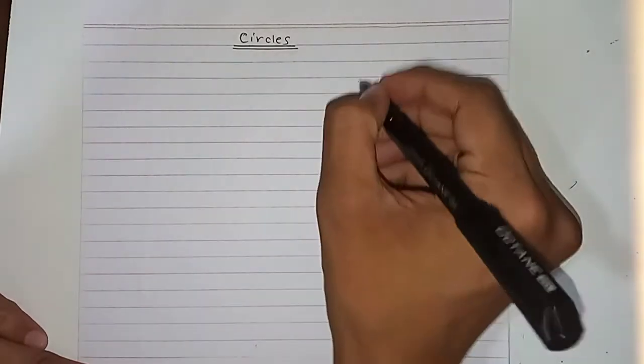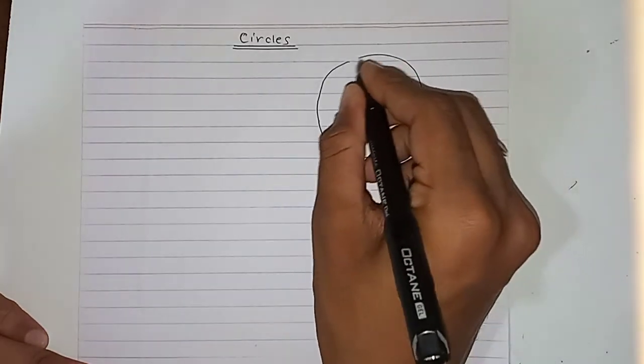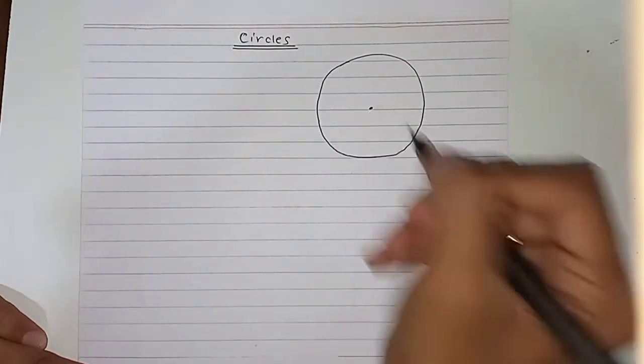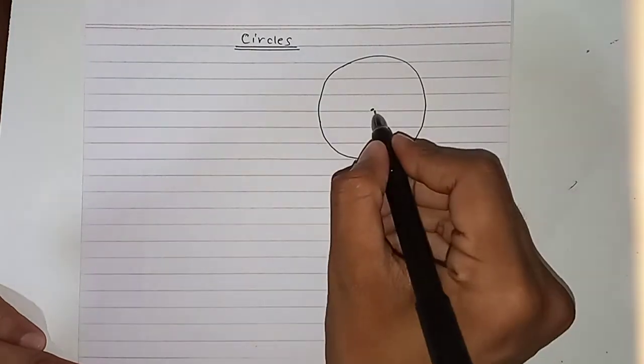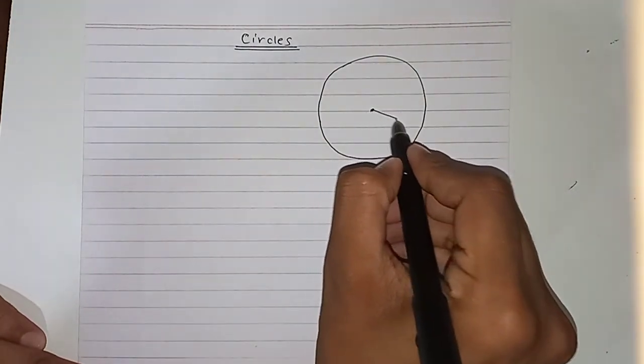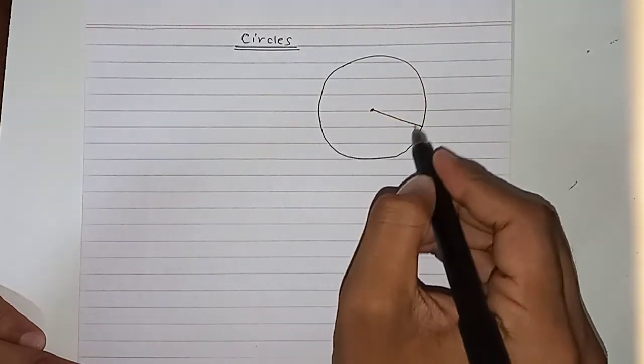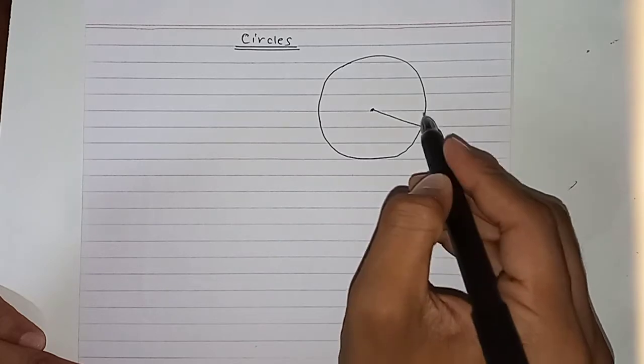Now here, first let us understand the basics of circles. Let's say this is a circle. This is the center of the circle. From the center of the circle, if I draw a line on the circumference, this boundary is called the circumference of the circle.